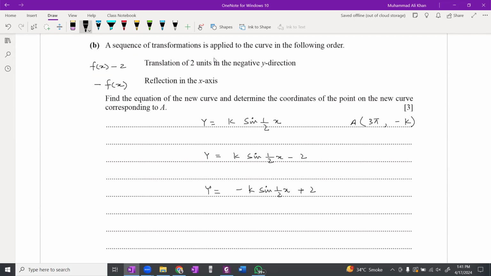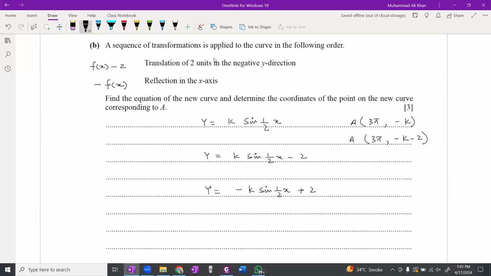So it means we have to subtract only 2 from y. We have to go 2 units down in y direction.